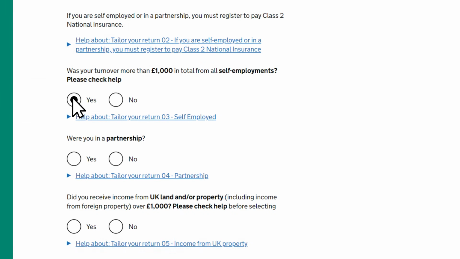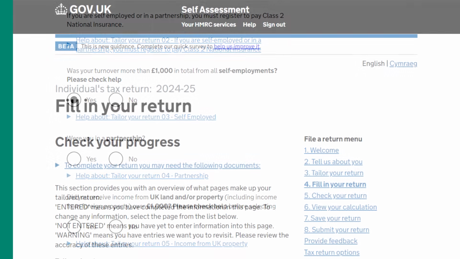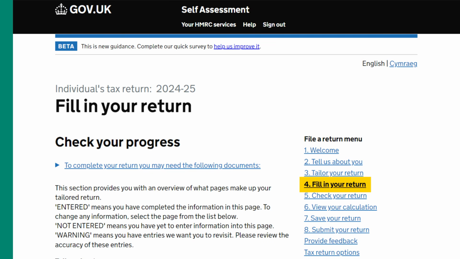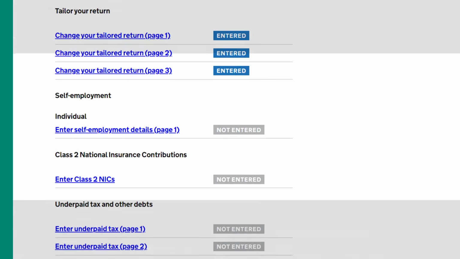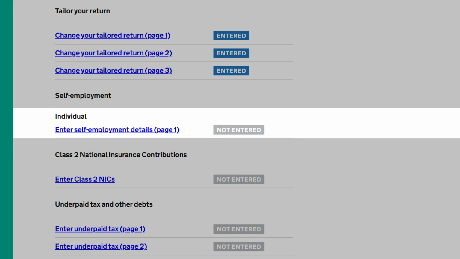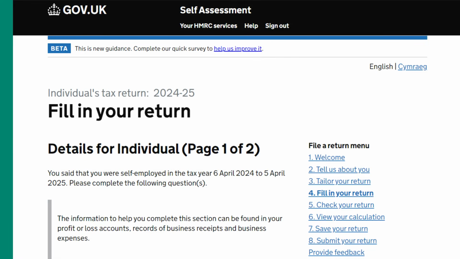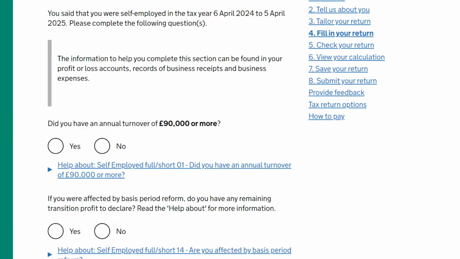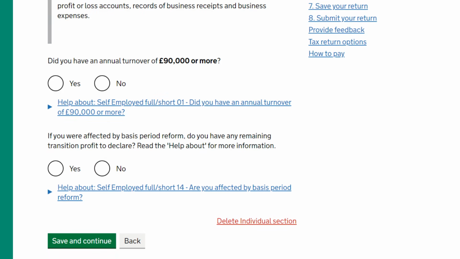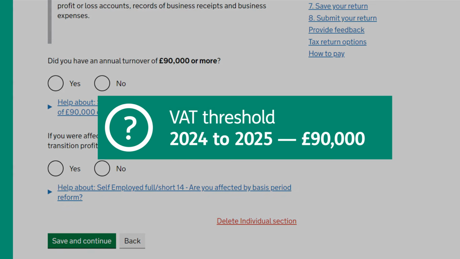If you answer yes, you need to tell us about this income in Section 4. First select Fill in your return, then choose Enter self-employment details. There are 2 questions on this first page. The first asks if your annual turnover is above the VAT threshold.